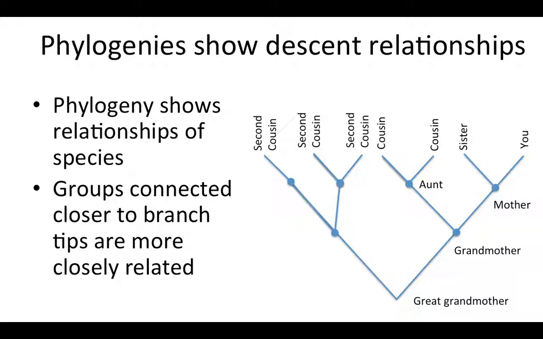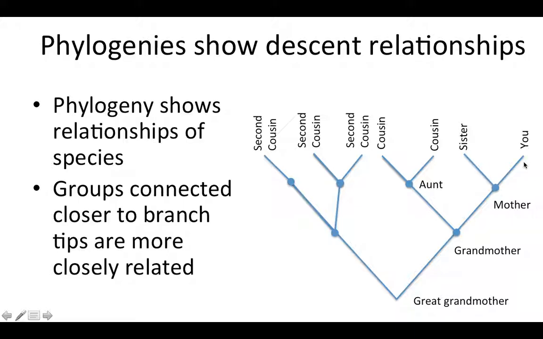To interpret these, you need to know that the groups that are more closely connected, closer to branch tips, are also more closely related. It's a hard idea, but it's a lot easier if we think about it among individuals, let's say among you and your family members, instead of trying to think about species. Once we get this idea, then we can go back and apply it to species. So on this depiction, let's imagine that everybody up here at the top is part of your generation. And here you are over on the far right.